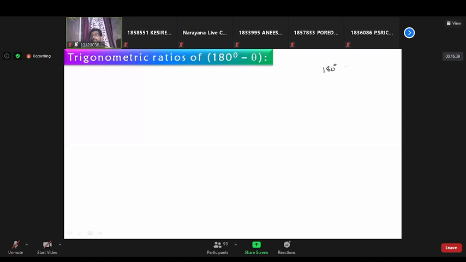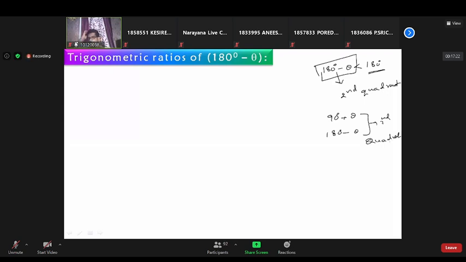180 degrees minus theta. It means less than 180. If the angle is less than 180, then it lies in the second quadrant. So remember, if the angle is in the form of 180 minus theta, then the angle must be in the second quadrant. That is, the second quadrant angle's general form is either 90 plus theta or 180 minus theta. Both lie in the second quadrant.